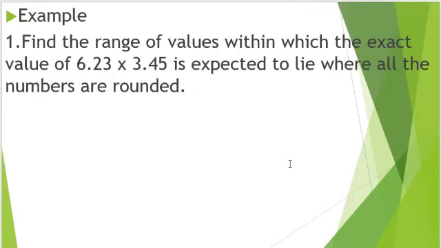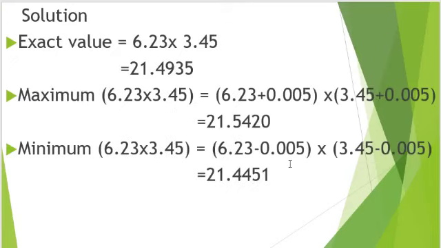Example 1. Find the range of values within which the exact value of 6.23 times 3.45 is expected to lie, where all the numbers are rounded. Our solution. We shall start with the exact value. Since it's a product, we shall multiply 6.23 times 3.45, which is equal to 21.4935.